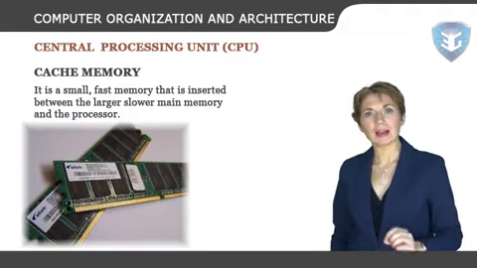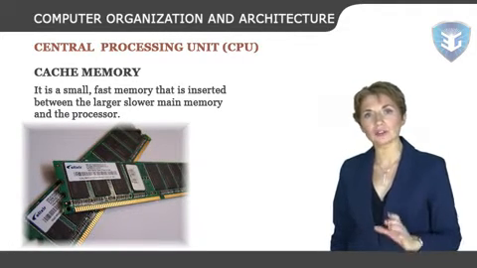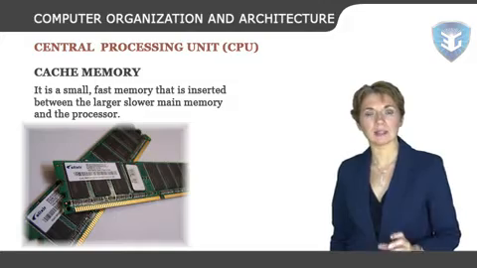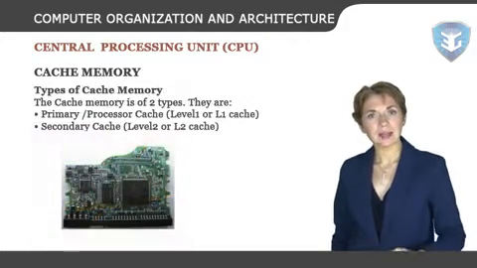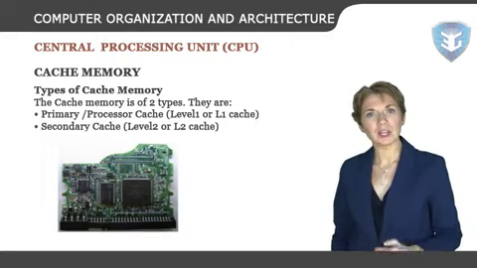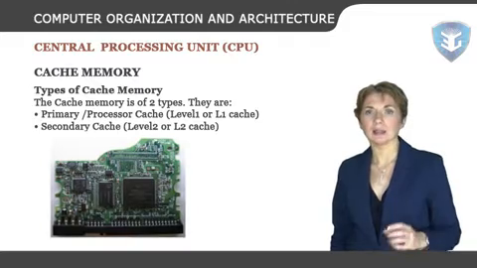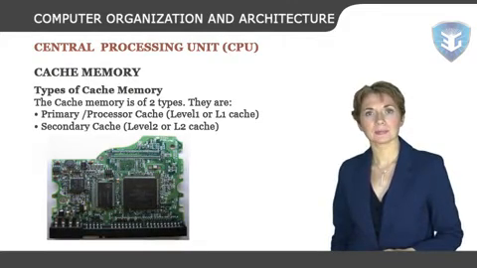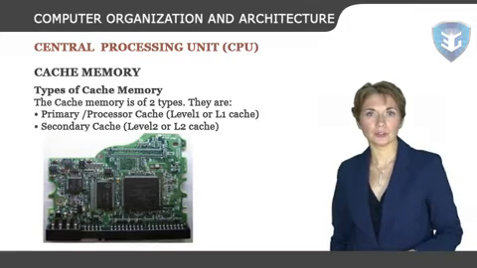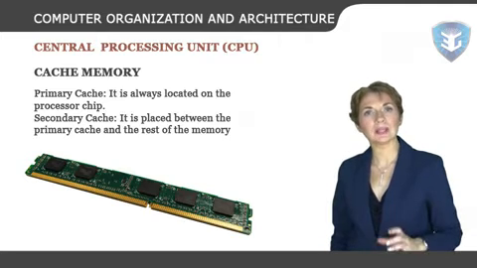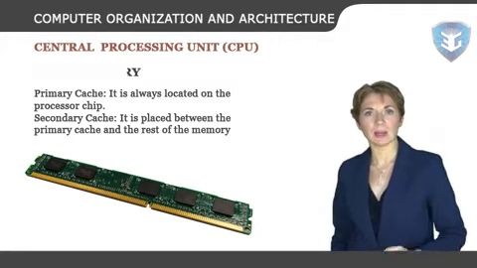Cache memory. It is a small, fast memory that is inserted between the larger, slower main memory and the processor. It holds the currently active segments of a program and their data. Types of cache memory. The cache memory is of two types. They are primary, or processor cache, level 1 or L1 cache, and secondary cache, level 2 or L2. Primary cache. It is always located on the processor chip. Secondary cache. It is placed between the primary cache and the rest of the memory.